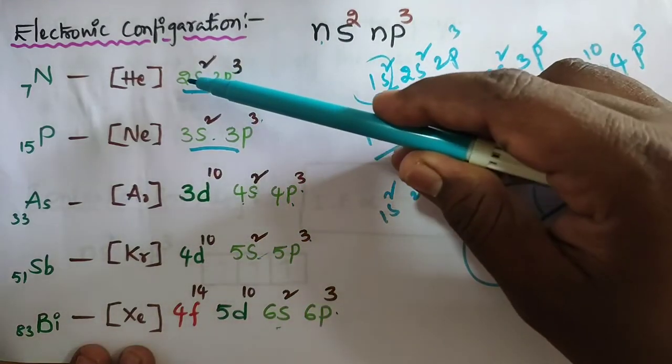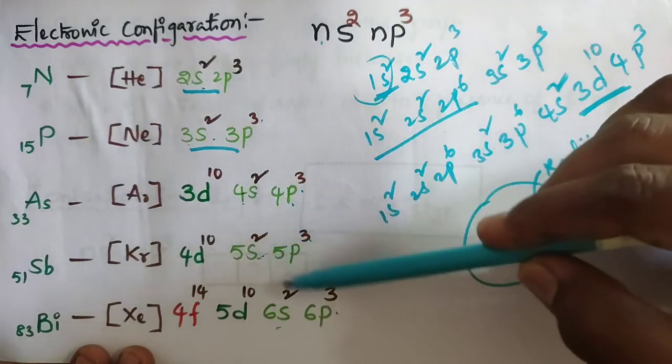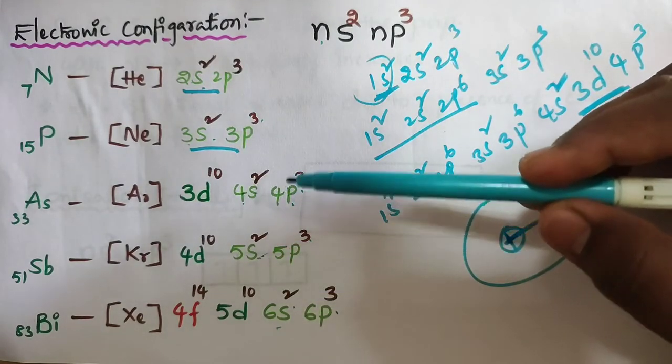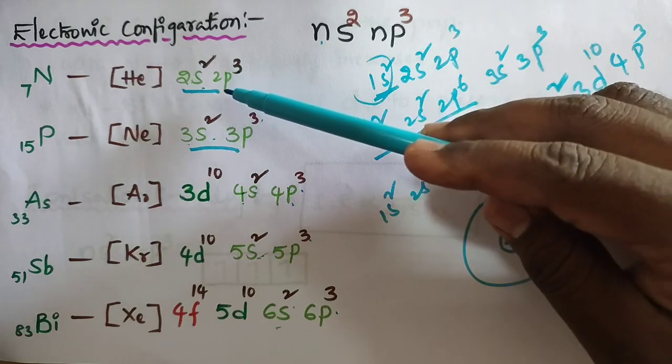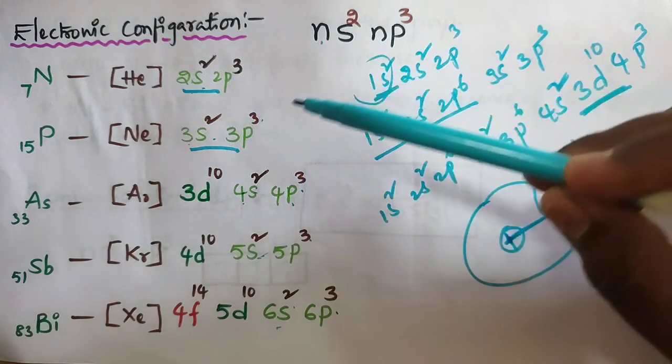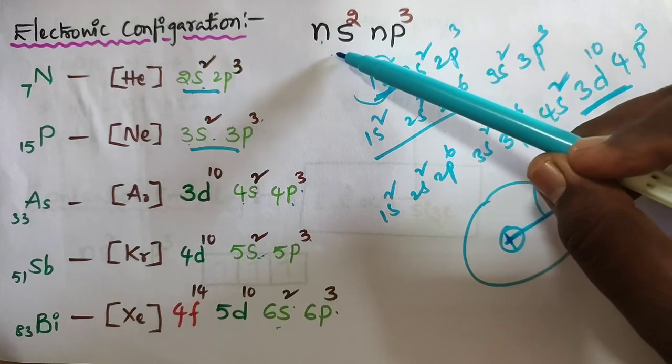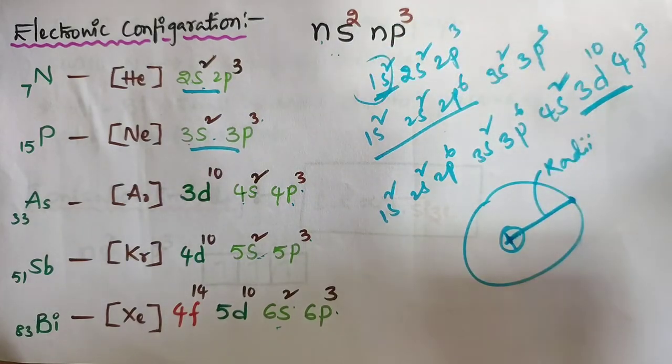The principal quantum number changes: 2, 3, 4, 5, 6. But the orbitals having electrons do not change; all contain s2 and p3. So that is the reason we write ns2 np3.